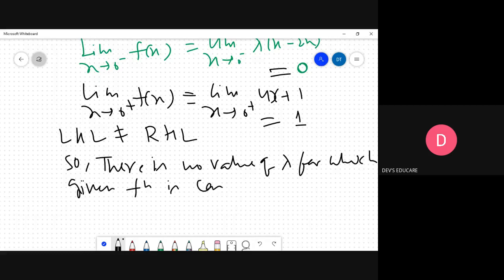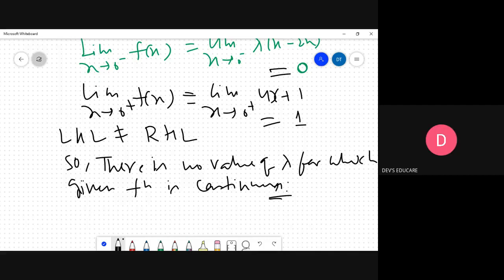Because lambda does not depend on it, since it is x square minus 2x. As soon as you put x equals to 0, it becomes 0. It doesn't affect the value of lambda, doesn't affect the result. So the function is not continuous.